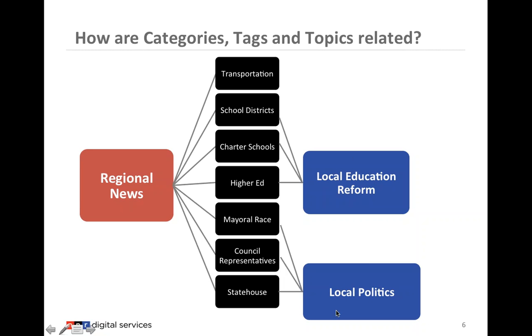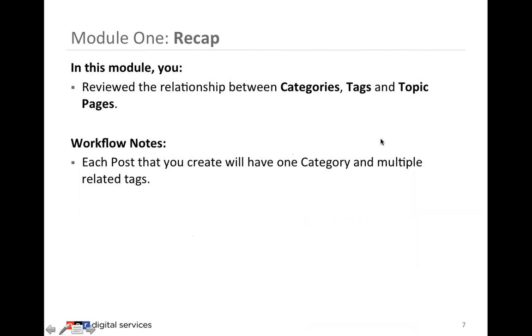Same sort of thing with local politics. You can take all of your posts with the tags mayoral race, council representatives, and state house, and pull them all into one topic page called local politics. And we'll talk more about these different ways to organize content throughout the slides, but I just wanted to give a graphical representation of the relationship between your categories, tags, and your topic pages.